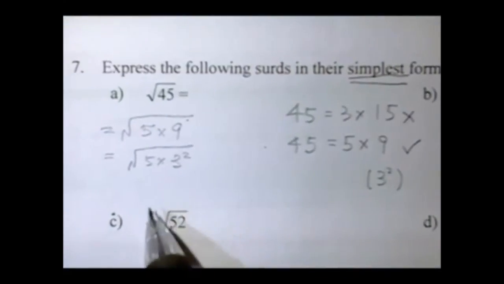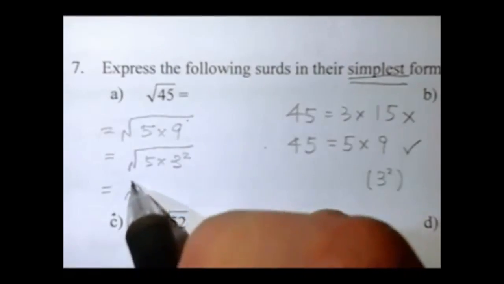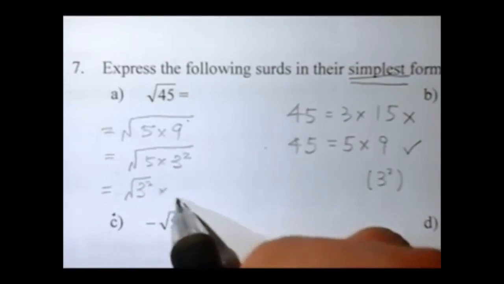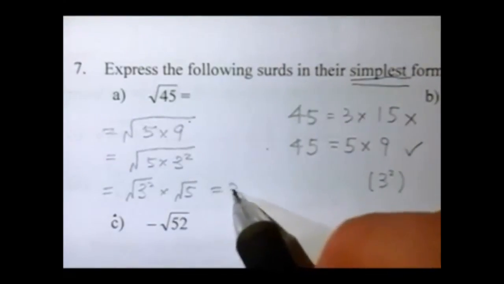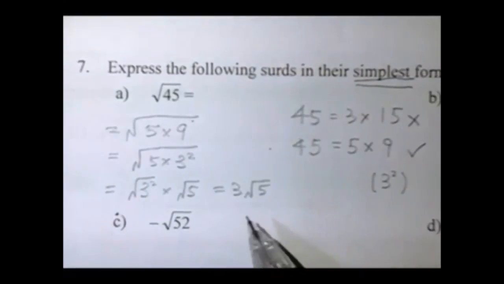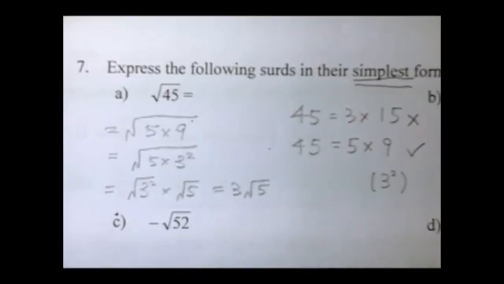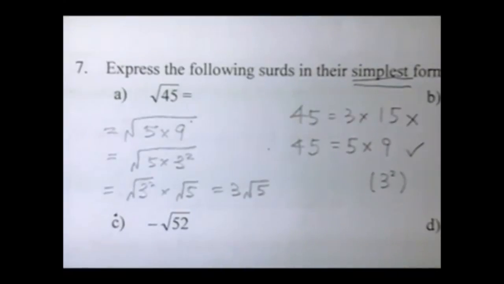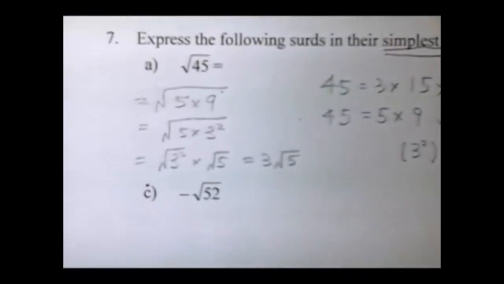So you can just use the first rule to put the 3 squared out, and make it root of 3 squared times root 5. So that's why this is equal to 3 root 5. This is the simplest form of root 45, by using the 3 squared. I will leave the B part for yourself to do. Just finish this question, and we move on to question C.